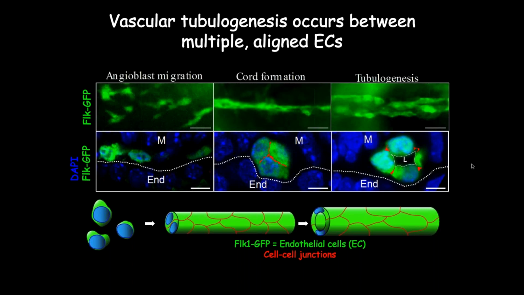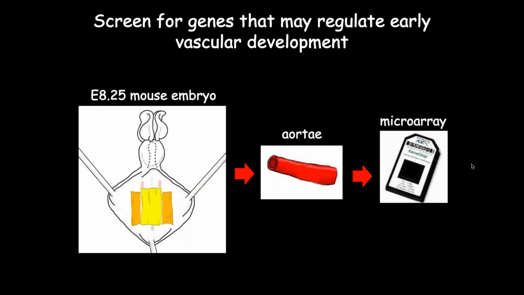I've false colored here on the screen, in red, these junctions, and that could be either adherens junctions like VE-cadherin or tight junctions like ZO-1. But the point being, they've got to clear the apical membrane, and that's the process we're going to look at in detail today.